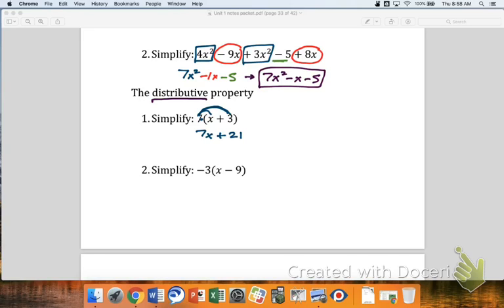And number 2 is very similar. I've got negative 3, and again, there's no symbol in between the negative 3 and the parentheses, and so I'm just going to put a little dot in there indicating that it's multiplication, making this the distributive property. So negative 3 gets multiplied times x, which just gives us negative 3x. Negative 3 gets multiplied times negative 9. Negative 3 times negative 9 would be a positive, and 3 times 9 is 27. That would be your final simplification there.